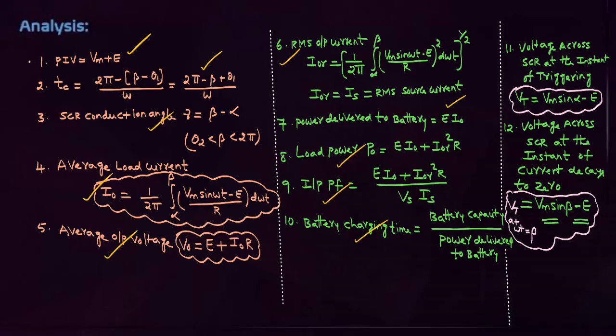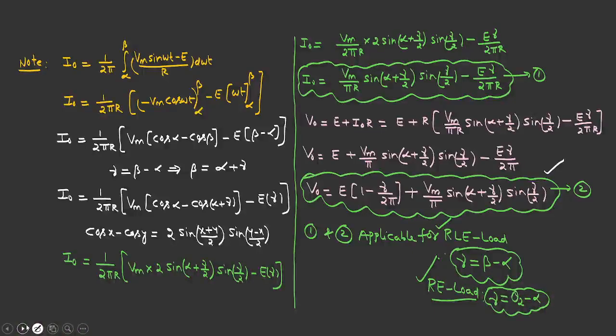Try to remember at minimum these 5 formulas. Up to this, these 5 are important. And this is also important. What is the voltage across the thyristor at the instant of triggering? Vm sin alpha minus E. What is the voltage across the thyristor at the instant the current decays to 0? Where the current falls to 0 is beta. That's why Vm sin beta minus E. But this average current expression is there now. We can also concentrate on the simplified formula of average current. We can also use this formula directly.